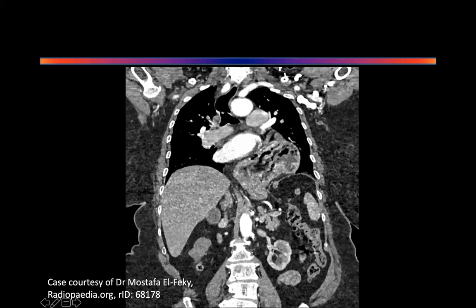No, it's not eventration. It is a hernia. The diaphragm is down. Yes, so it's a hiatus hernia, not paraesophageal. Okay, yes. Good. Well done.